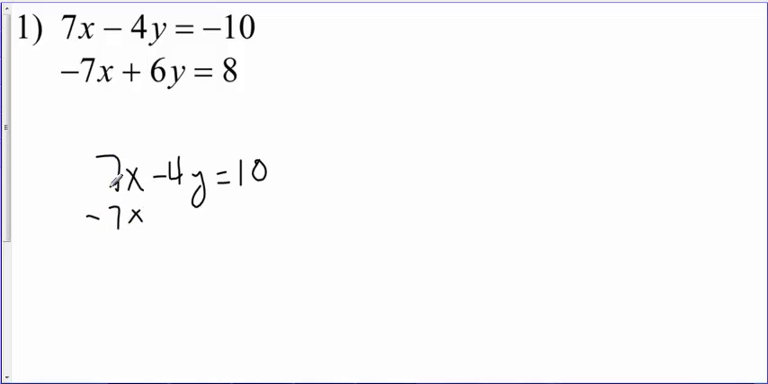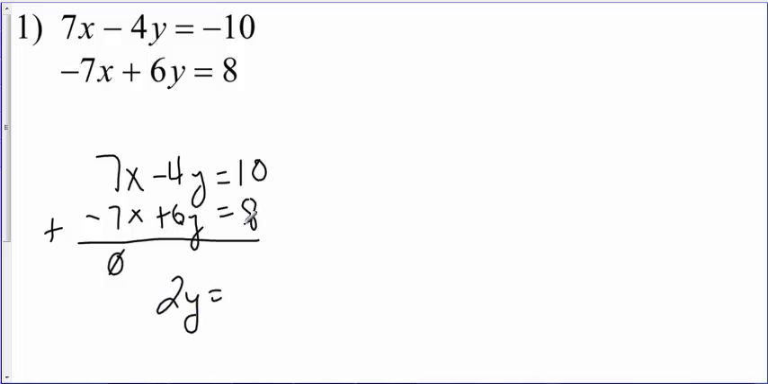Elimination is when you have the coefficients the same but opposite signs, and what you're going to do is add them together. 7 minus 7 is 0. Negative 4 plus 6 is 2y. And then 10 plus 8, well, that's not positive 10, that is a negative 10. Negative 10 plus 8 is negative 2. Now we can just finish solving this in terms of y.